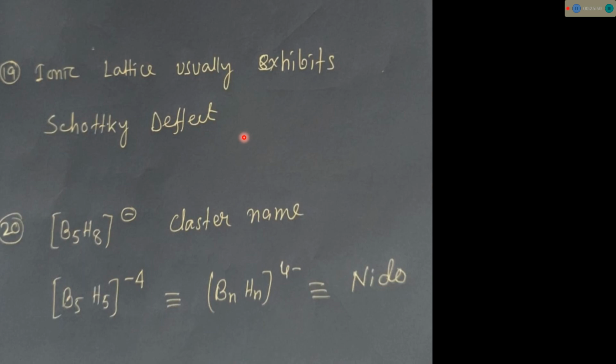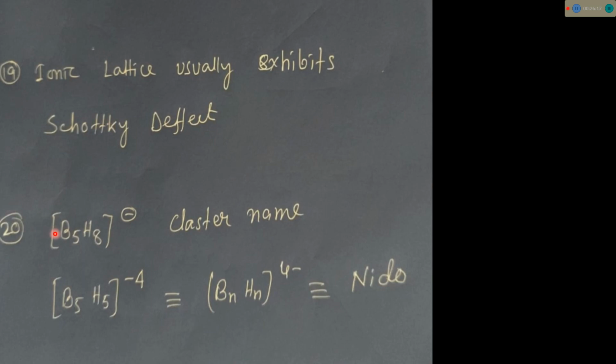So we will discuss in a different video these defect related topics. So we will discuss in our next video. Next means the upcoming video on defects in lattice. So there we will discuss in detail how and why ionic lattice exhibits Schottky defect and why covalent lattice exhibits Frenkel defects.